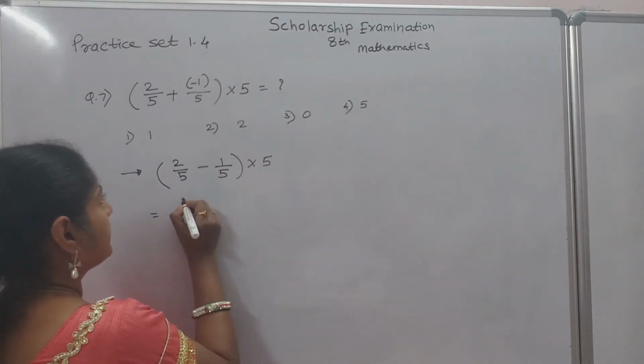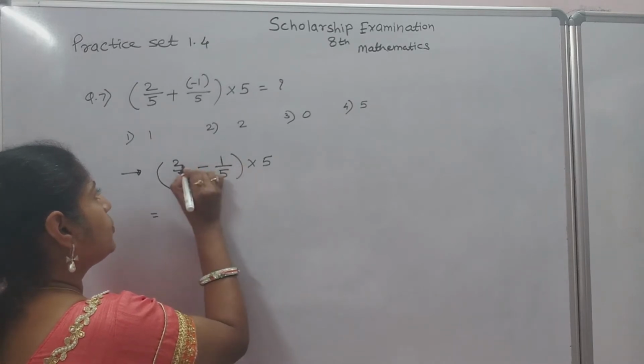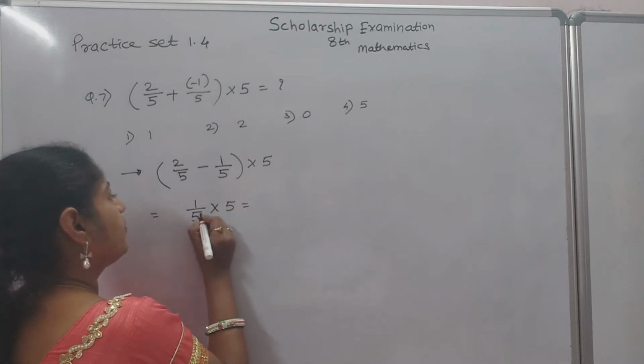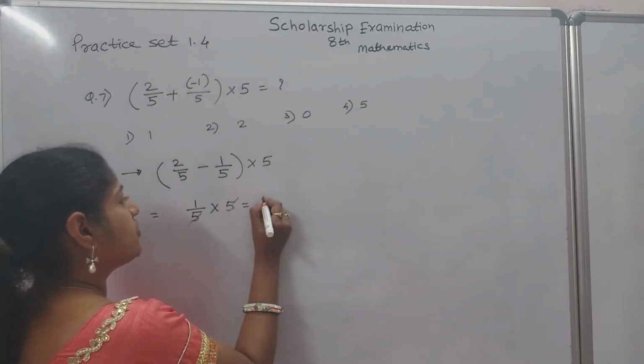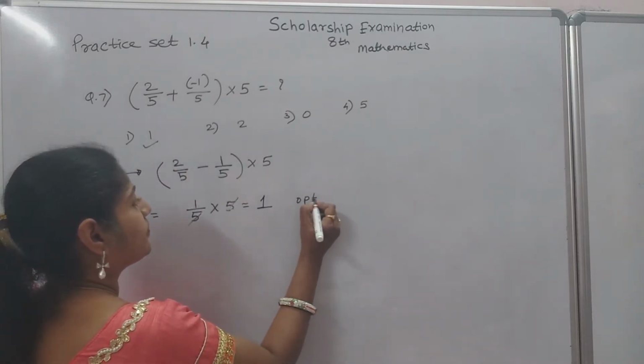Solve the bracket. The denominator is equal, so 2 minus 1, 1 upon 5 into 5. Answer is 5 ones are 5. These are both multiplicative inverses, so the multiplication is 1. So the answer is option number 1.